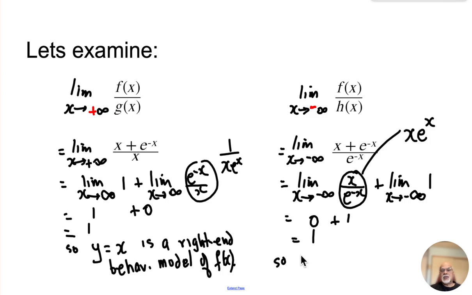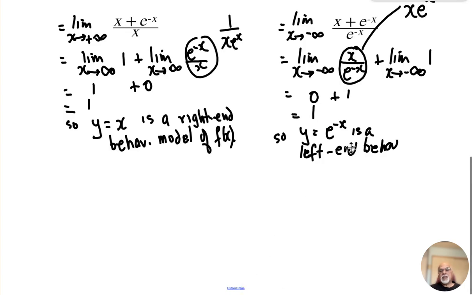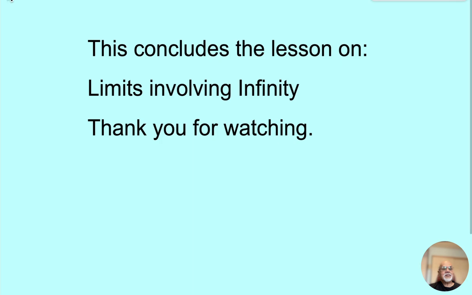And so y equals e to the minus x, which is the denominator in that rational expression, is a left end behavior model of f of x. Okay, hopefully that made sense. And this concludes our discussion about limits involving infinity.